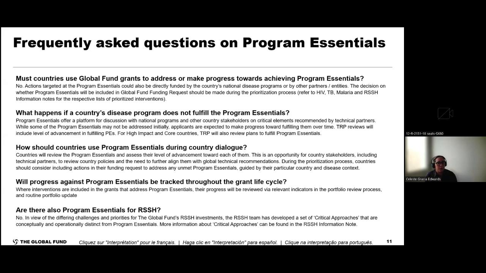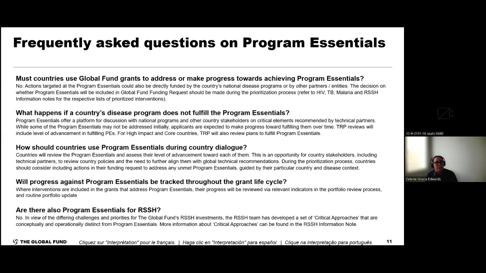No, not necessarily. The countries can fund program essentials via other means, either using their own funds or other partners' funds, such as PEPFAR, USAID, etc. What happens if a country disease program does not fulfill the program essentials?